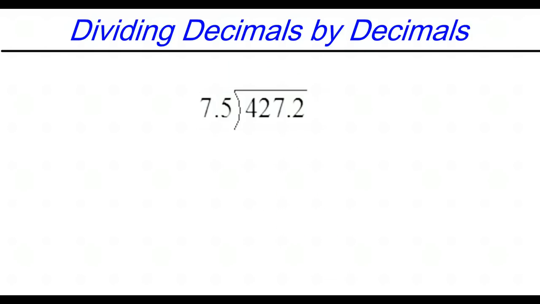Now let's look at one more example to make sure we've got this. We have 7.5 being divided into 427.2. We need to move this decimal place in 7.5 one place, so that it becomes a 75. And we'll move the decimal point in 427.2 one place also, so that we keep our decimal point moving in balance. Now 75 goes into 427.